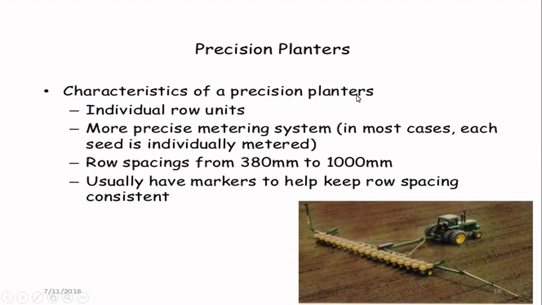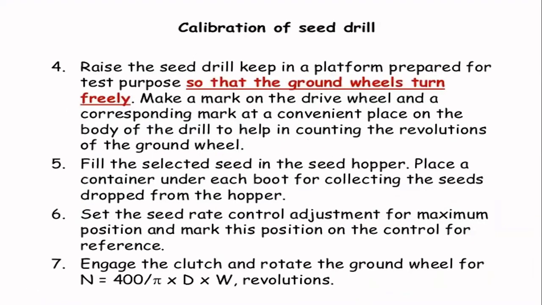Characteristics of precision planters: individual row units, a more precise metering system, and row spacing from 380 millimeters to 1000 millimeters. They usually have markers to help keep the row spacing consistent. Markers mean they have some arrow points, metal arrow points. They call them markers. Markers indicate a line. So markers will be there to help keep the row spacing.